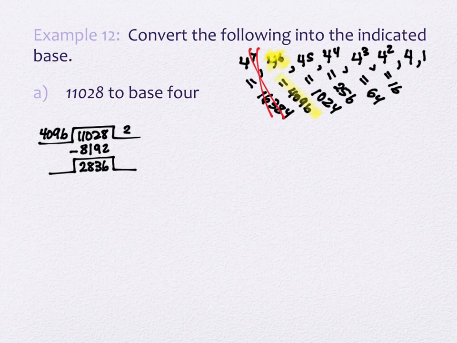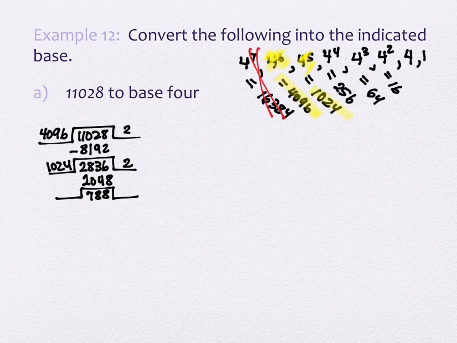Now we're going to divide by 1024. It goes in 2 whole times, so it's 2 times 1024, which is 2048. And so when we subtract, what does that give us? 788.